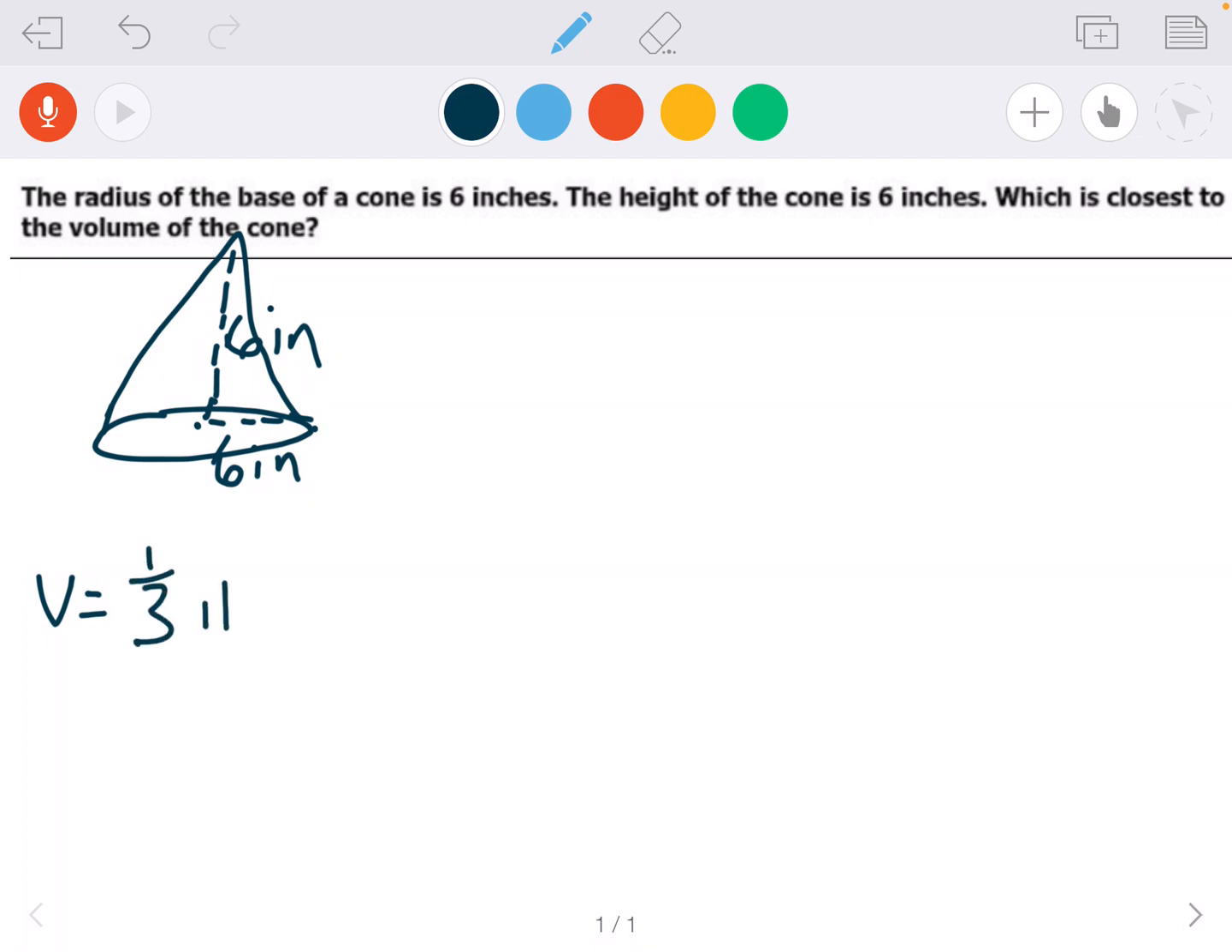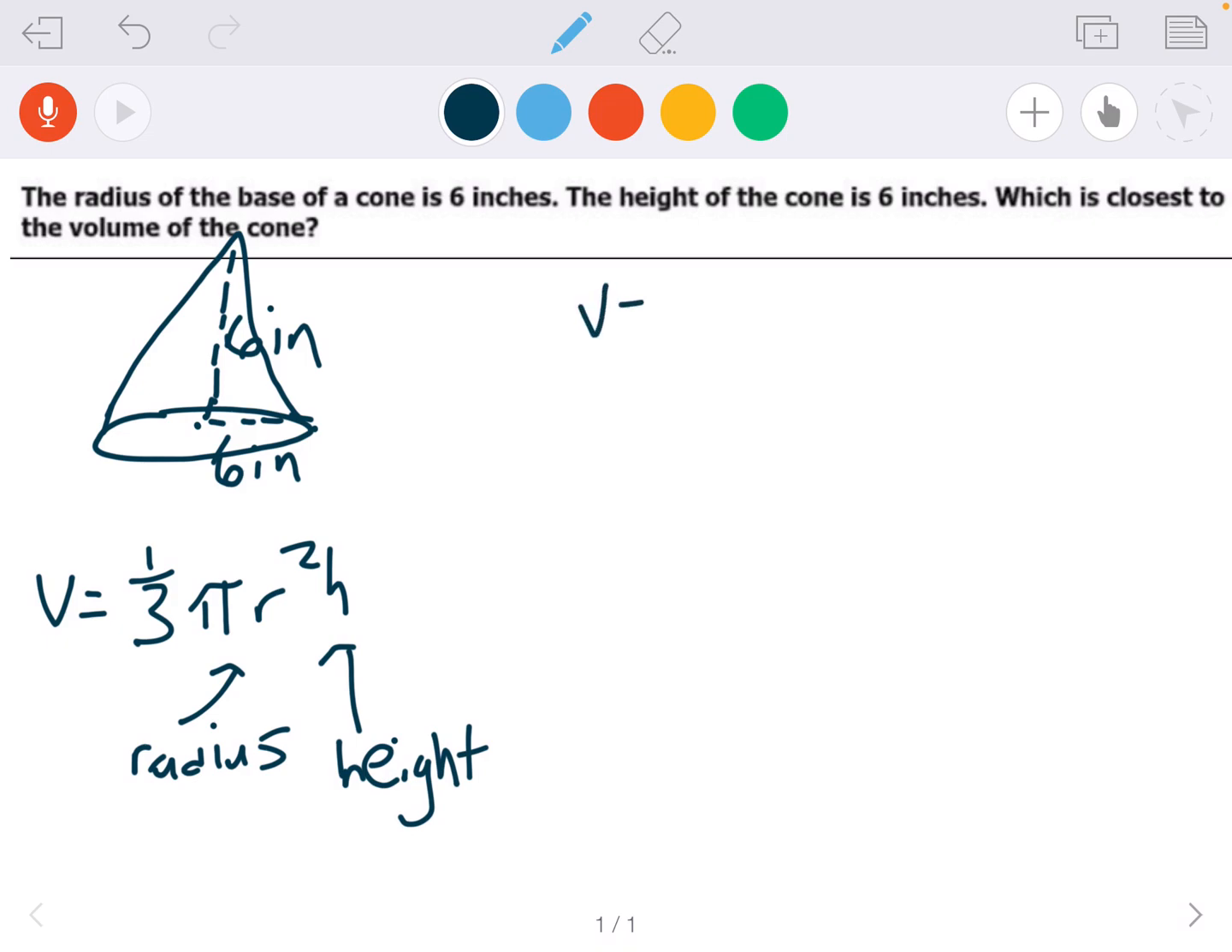The most important thing we need, and you don't need to memorize this because you will get a formula sheet, is the volume formula. On the formula sheet, all you have to do is find the cone, and it'll tell you that the volume is 1/3 times pi times r squared times h. In this formula, my r is my radius, my h is my height, and obviously we know what pi is, and we're solving for the volume.